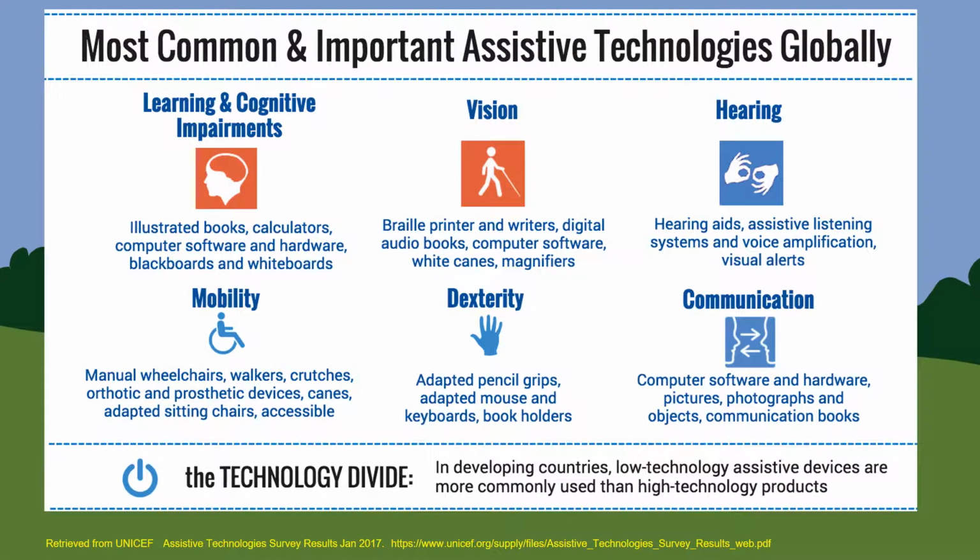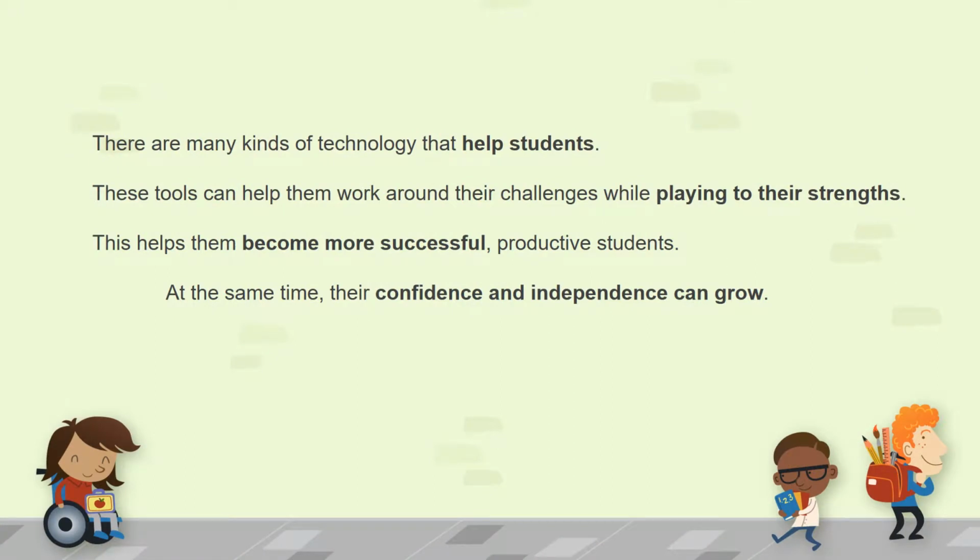Well, UNICEF have given us lots of great data, especially from last year, 2017. What are the most common and important assistive technologies globally? Well, they are for people with learning and cognitive impairments or vision impairments, hearing impairments, mobility, dexterity issues, and of course communication skills. Of course, that means videos, photographs, objects, hardware, communication, books, modern technology. So there are many kinds of technology that help students.